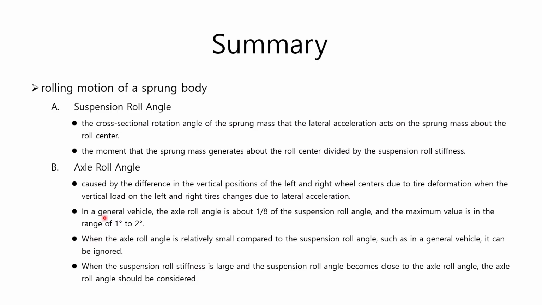In a general vehicle, the axle roll angle is about 1/8 of the suspension roll angle, and the maximum value is in the range of 1 degree to 2 degrees. When the axle roll angle is relatively small compared to the suspension roll angle, such as in a general vehicle, it can be ignored. When the suspension roll stiffness is large and the suspension roll angle becomes close to the axle roll angle, the axle roll angle should be considered.